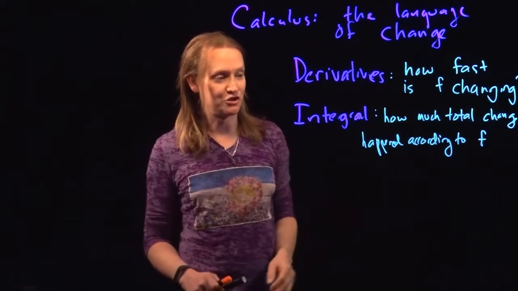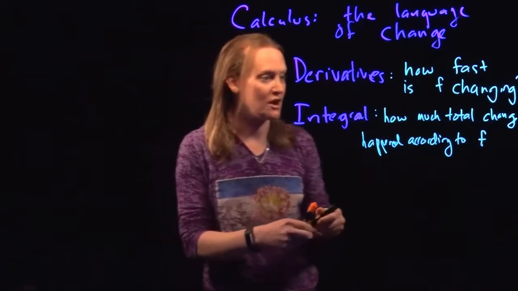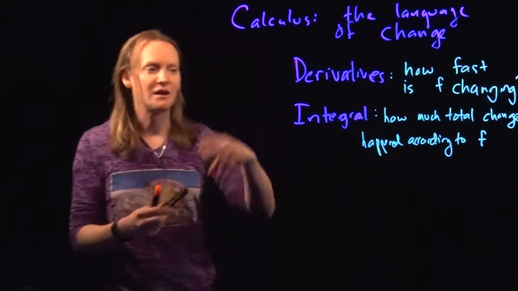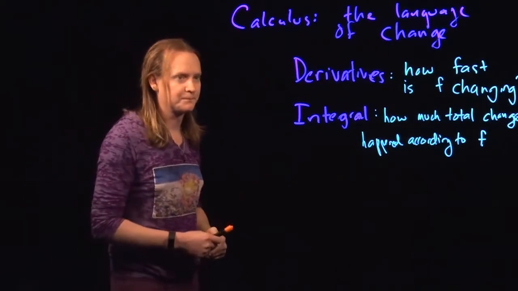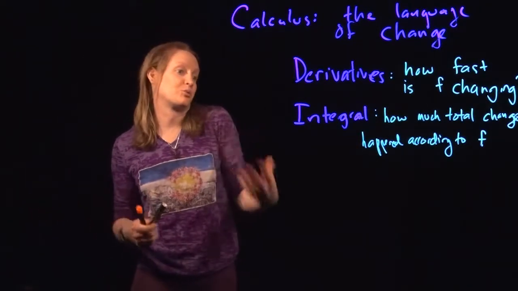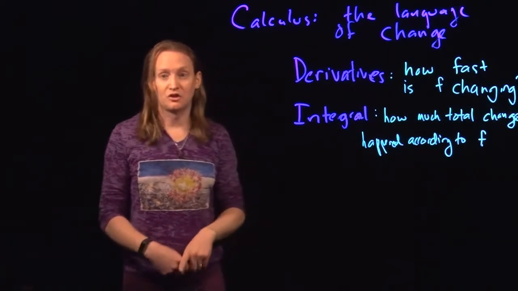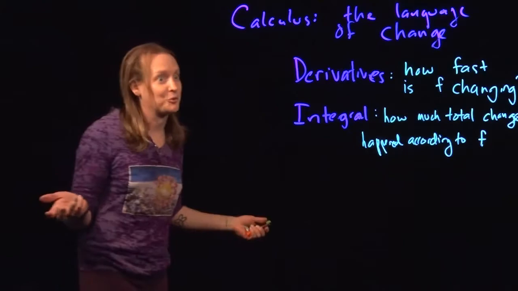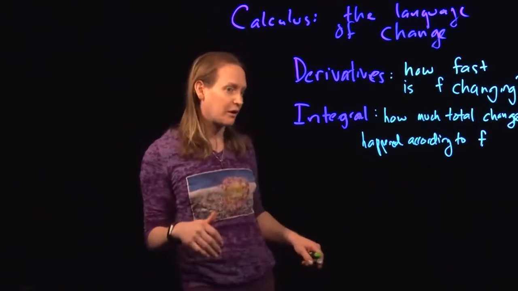How fast is f changing? How much total change happened according to f? Those are two sides of the same coin. They're just opposites of each other. And I wanted to talk about the derivative and the integral in terms of snowfall because, hey, it's Wisconsin and we get a lot of snow here.